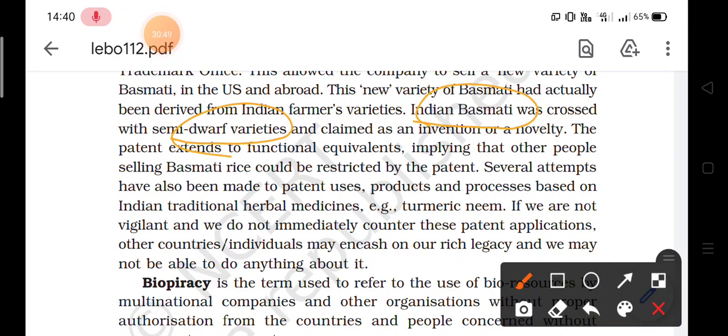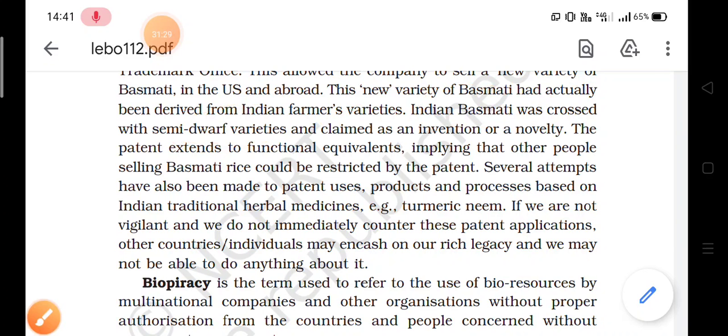So Indian basmati was used. It was crossed with semi dwarf varieties, and that country gave a new name to basmati, and then they took the patent. Now this implies that other people selling basmati rice could be restricted by the patent. What is the loss of that? Because that company got the patent, now only that company can sell that rice. Where it was grown earlier, for example in India, the people of India cannot sell that rice because that company has taken the patent. Only that company can sell the rice. So these are the reasons for anger which are causing great loss.